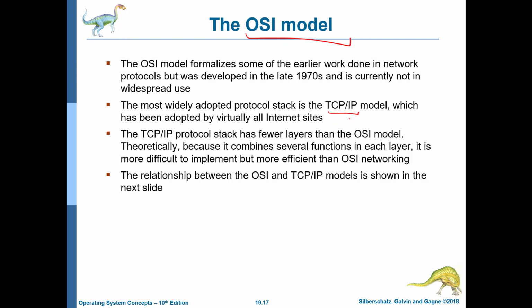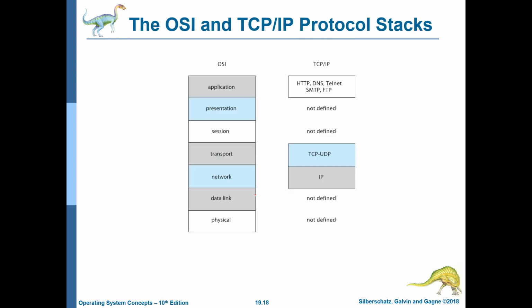This is the TCP/IP model, which has been adopted by virtually all the sites as of today. So, of course, the TCP/IP protocol stack, which will primarily terminate at TCP, has fewer layers because it will combine functions of different layers. But still, the OSI model is still there. So I'll just show the relationship over here.